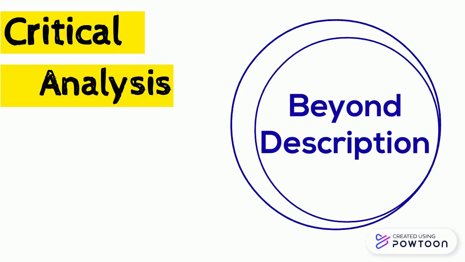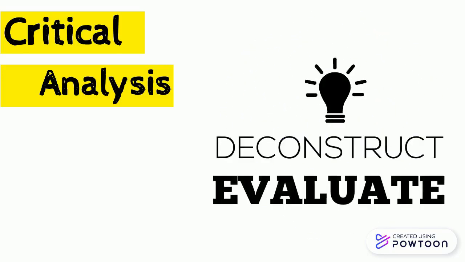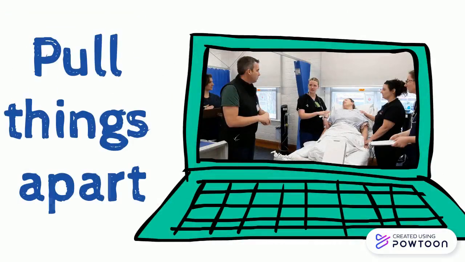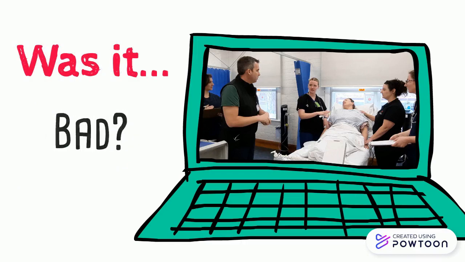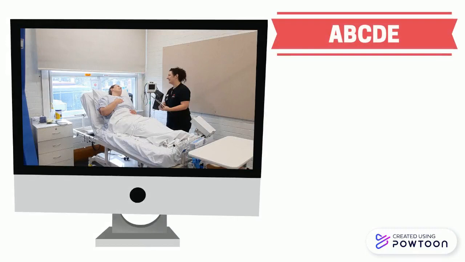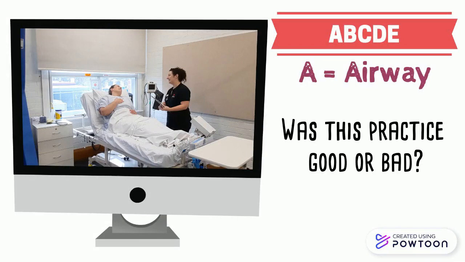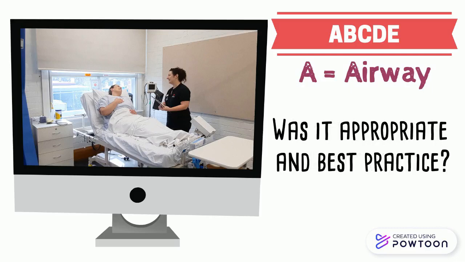Well, critical analysis requires you to move beyond describing and needs you to deconstruct and evaluate. So, basically, you need to pull things apart and then tell the reader if what was seen was good, bad, or somewhere in between. So, if we first look at the A to E assessment framework and start with A, what was actually done to inform this assessment? Was this practice good or bad? Was it appropriate and best practice?